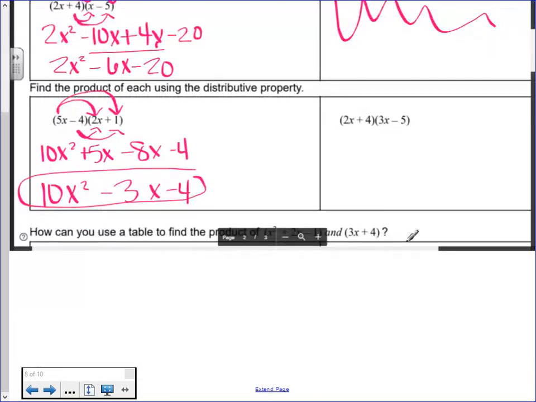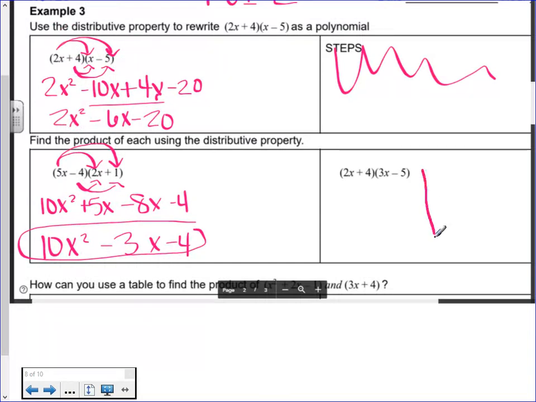All right, I'm going to do the table method on this one just so if you like this way better, you can see me do it one more time like this. Totally your choice. I don't care either way. I've got 2x plus 4, and I've got 3x minus 5.